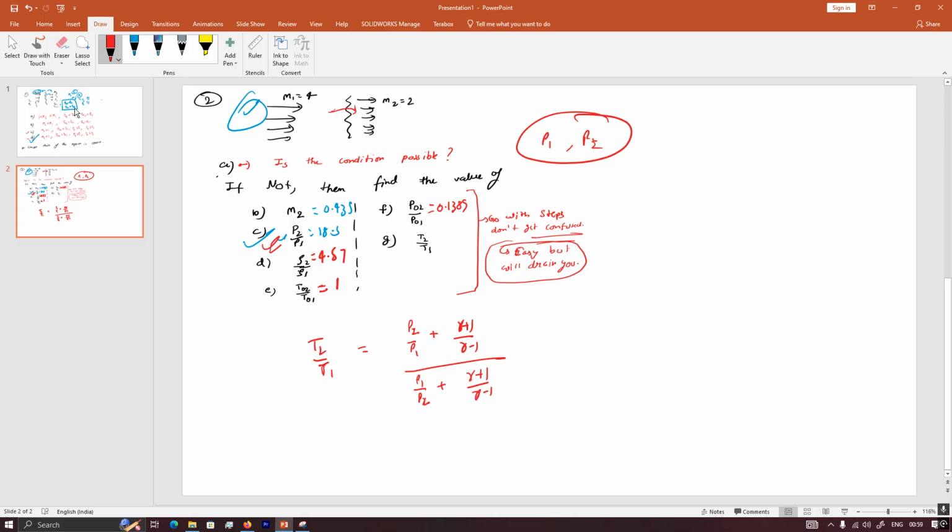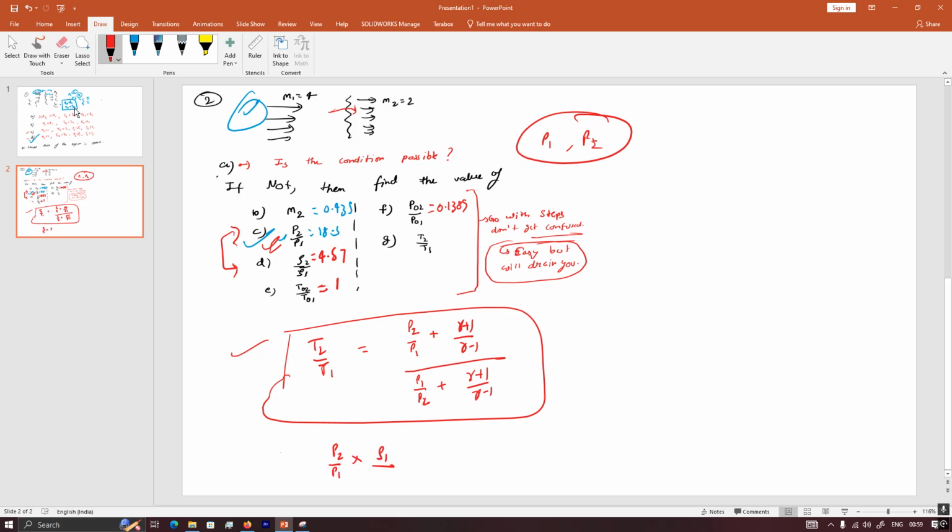Okay, either you can use this approach or you can directly use these two ratios. What you'll do, you'll just multiply P2 by P1 with rho 1 by rho 2. Okay, so you'll get T2 by T1. I'll use this approach. Try with this approach because this formula should be remembered by you guys. Try with this and compare what is the value.